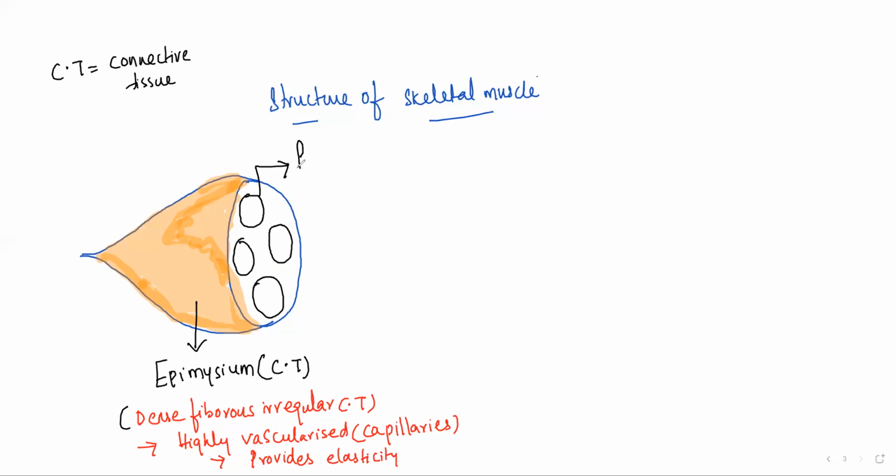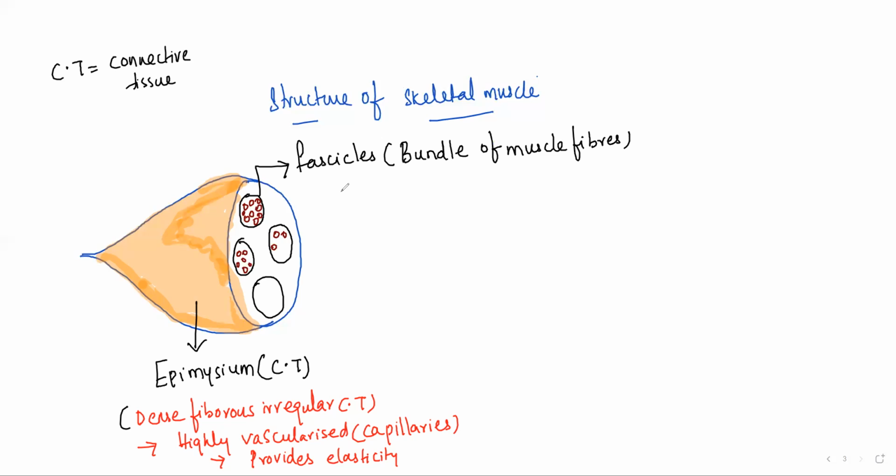So these are fascicles. What is a fascicle? A fascicle is a bundle of muscle fibers. I'll draw the muscle fibers for you now inside. So these are the muscle fibers. A bundle of muscle fibers will make one fascicle. Okay, children? So these are your muscle fibers.